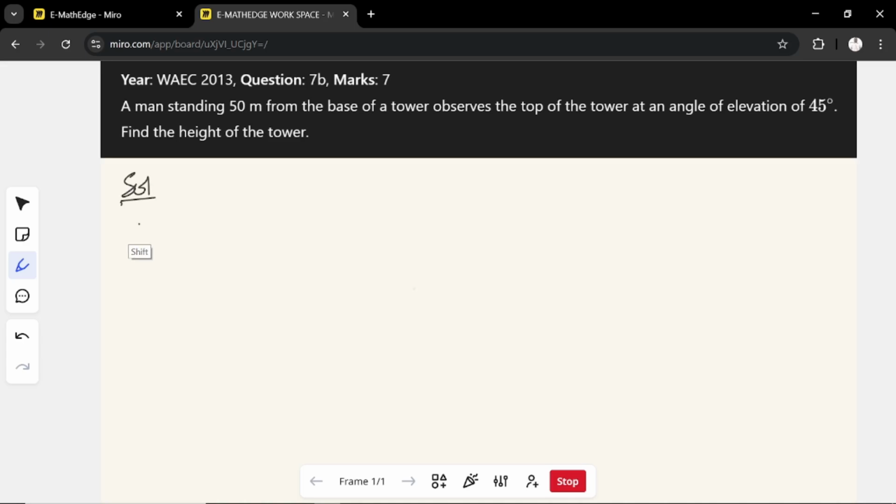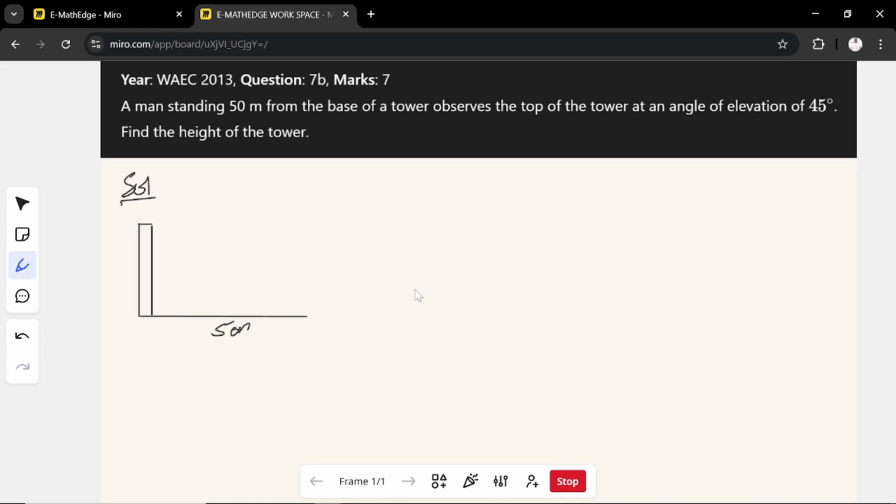Solution. Let's have a tower standing here. Now this is a tower and this is the horizontal level, which is the horizontal line. So a man is standing 50 meters away from the tower. That's to say the man is at this point, which is 50 meters away from the base of the tower, which is this. So from the base down to this point where the man is standing, the length is 50 meters, right?